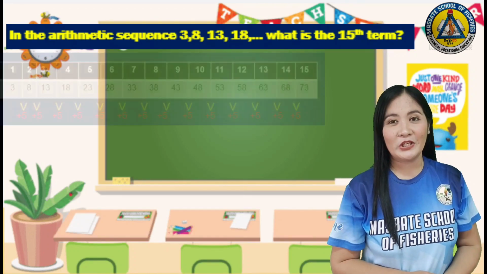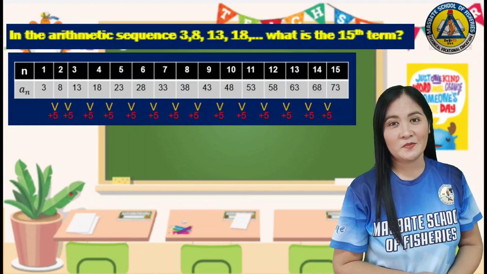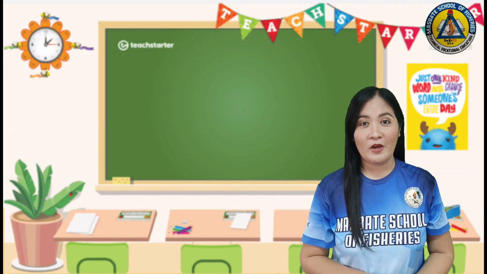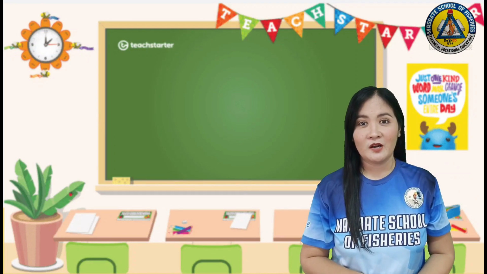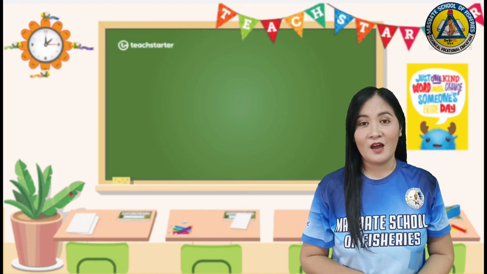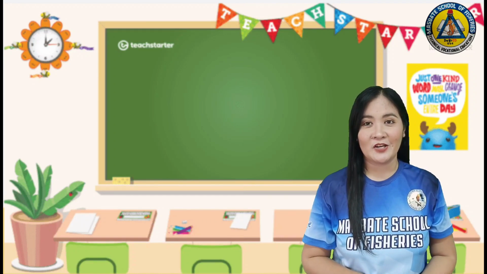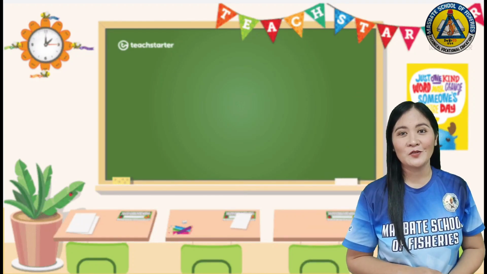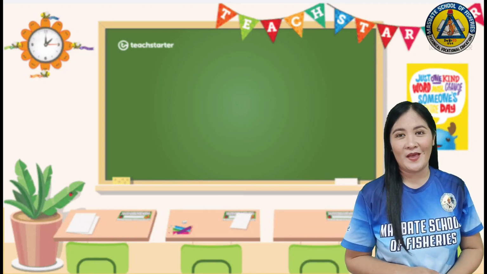By adding the common difference to each of the preceding terms, we get the following values. Thus, the 15th term is 73. However, using this procedure to get any higher nth term would be tedious. Thus, a formula is necessary to find any nth term. Let us investigate how to determine the nth term of a sequence.